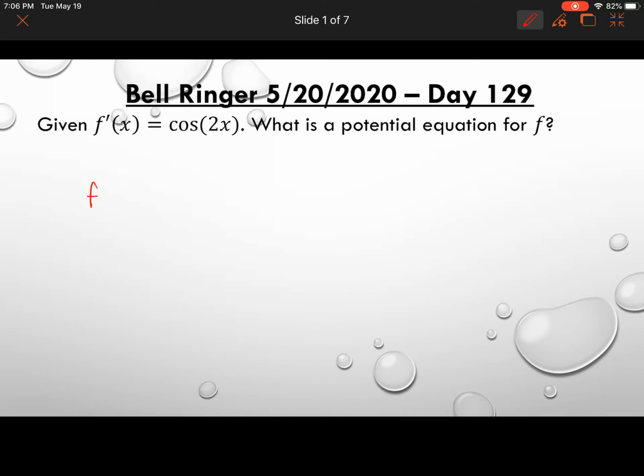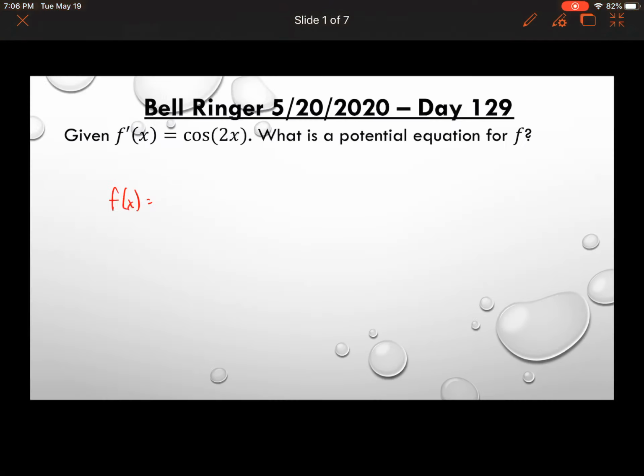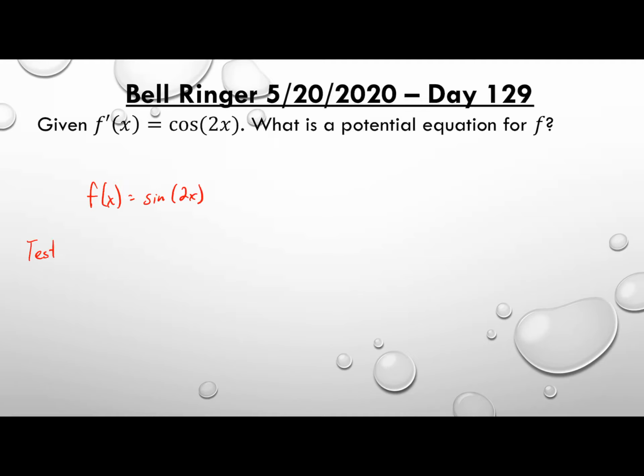All right, so, well, let's see. Our derivative is cosine. So what function's derivative is cosine? Hopefully you said sine. The derivative of sine is cosine. Okay, so we have that function. Let's see if that function works. So sine of 2x. Let's test this answer.